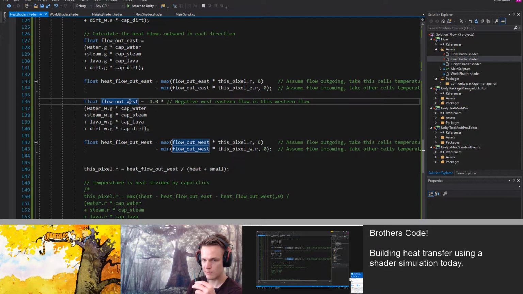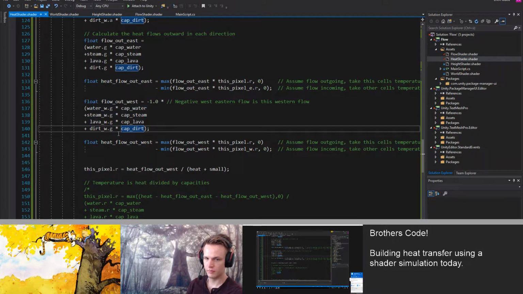Oh wait, no, but this can either be positive or negative. Right, it doesn't matter. Yeah, it doesn't matter because of the next piece.